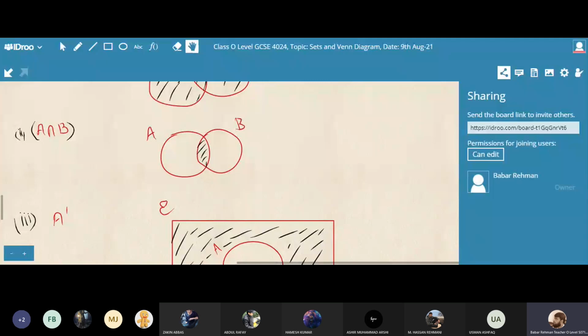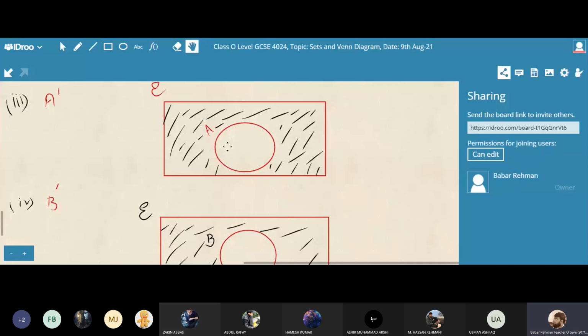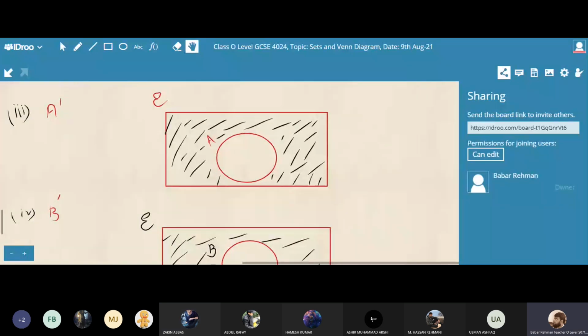Okay, now what is A complement? Sir, A complement is, as you have understood, the exact opposite of the elements of A. No, what is the basic definition of A complement? What is the meaning of complement? All elements of the universal set excluding A elements. So I will not count the set A, that is why this is empty, and whatever is left outside will be shaded.